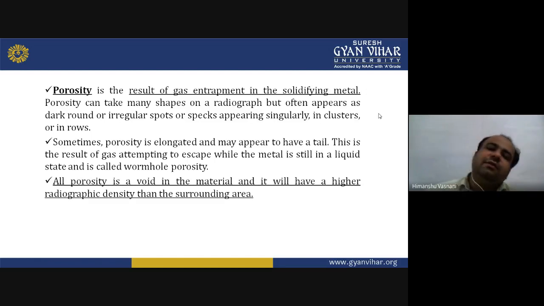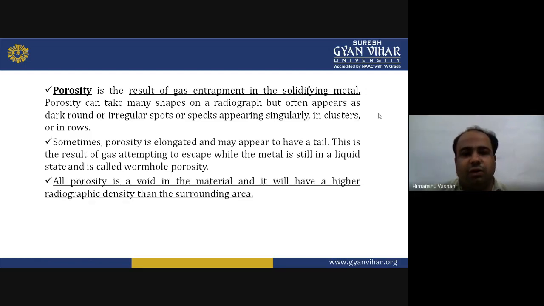What happens whenever there is a fusion taking place? At that time, some gases are involved. So when the gases involved are not able to escape, they result in gas entrapment, wherein the solidifying metal zone only. Okay, at the fusion zone where the metals solidify, the gases are entrapped. So they just form a porosity kind of a defect in the welding zone only.